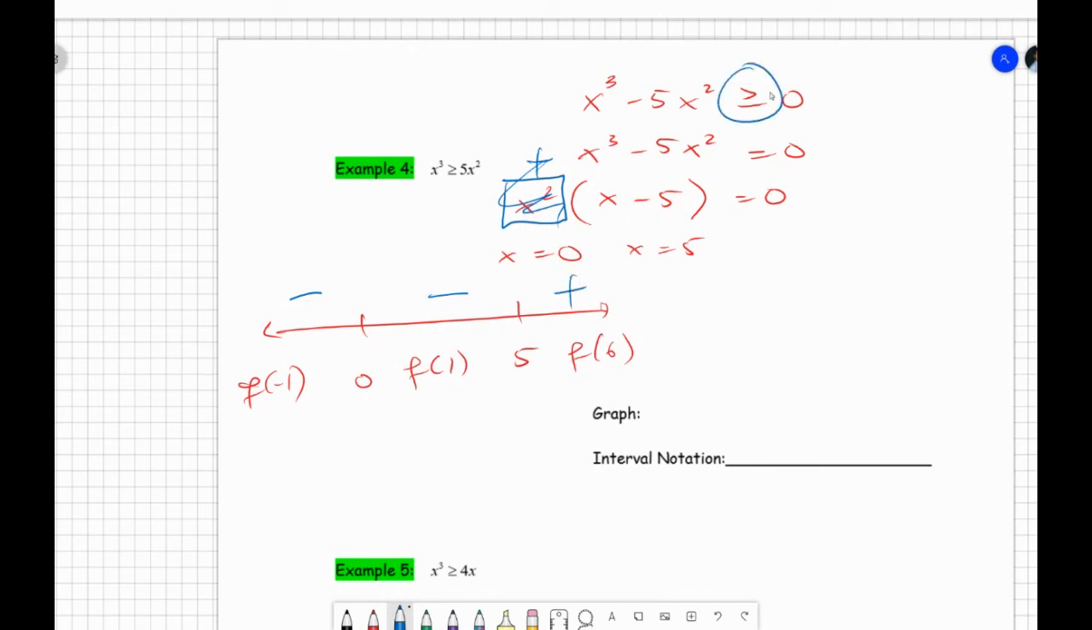Now here we see that we want it to be greater than or equal to 0. So I want it to be positive, and I want it to be equal. So I need to include this number, and I also need to include this number. So I need to include 0, union from 5 to positive infinity.